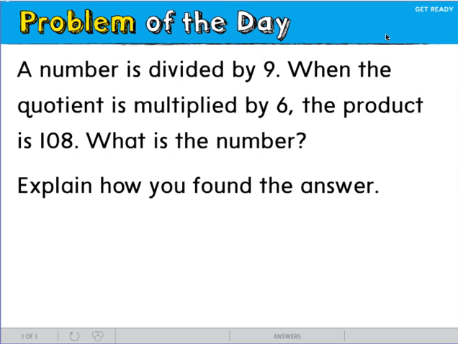In your groups, you're going to try to solve this problem. It says a number divided by 9. When the quotient is multiplied by 6, the product is 108. What is the number? And explain how you found your answer. You may work with your groups, and you have approximately 3 minutes to solve this. Ready? Go.